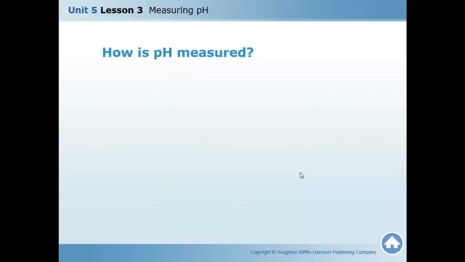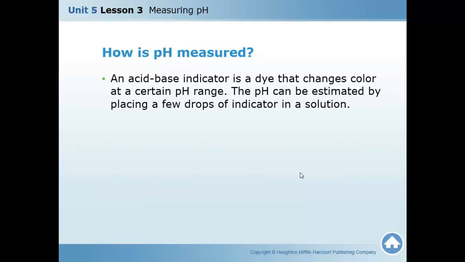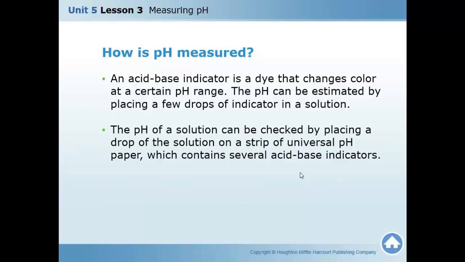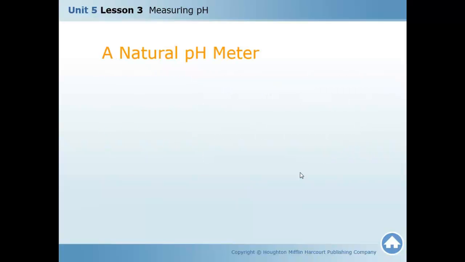We have another way of measuring pH. An acid-base indicator is a dye that changes color. So the measuring of pH depends on the changing of the colors of a solution or a paper. The color change happens at a certain pH range. The pH can be estimated by placing a few drops of indicator in solutions. The pH of a solution can be checked by placing a drop of the solution on a strip of universal pH paper, which contains several acid-base indicators, and we have a natural pH meter.